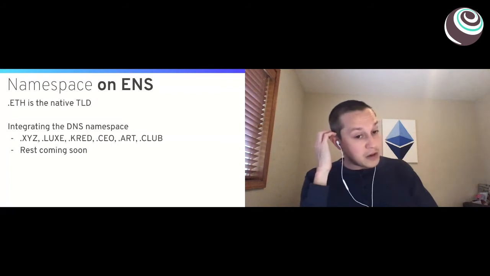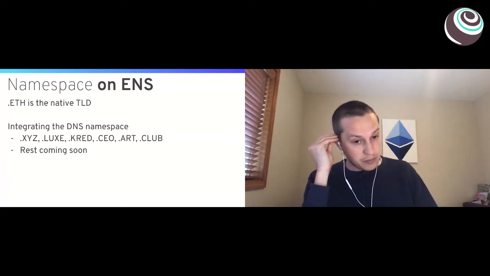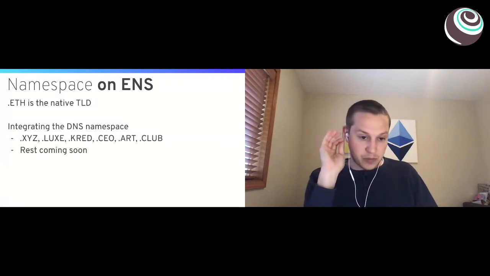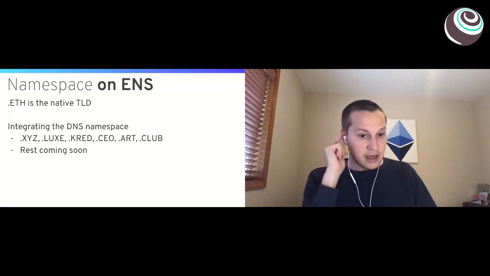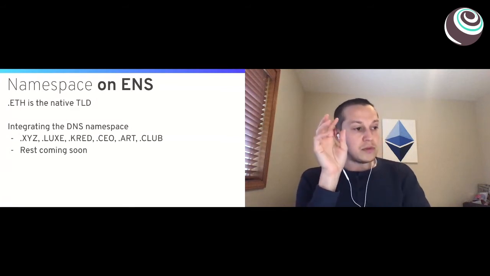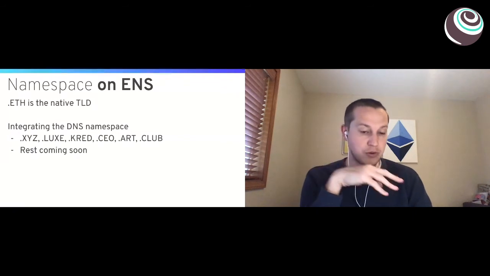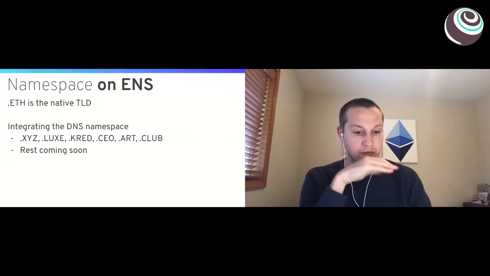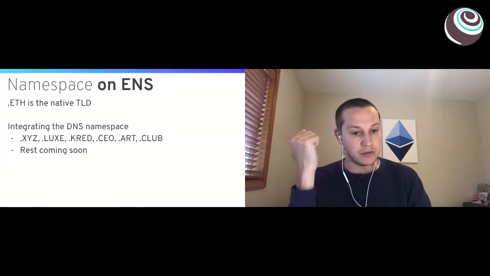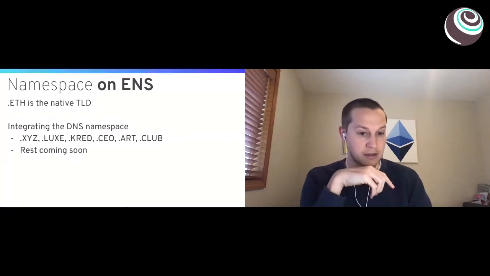If you're curious about how that works, we use something called DNSSEC, which is a public-private key cryptography system that's been put onto DNS that can prove ownership and prove records and things like this. And basically, you use that to send a proof to a certain smart contract on Ethereum, which can verify that you own a particular name, and then you can use that name on ENS.